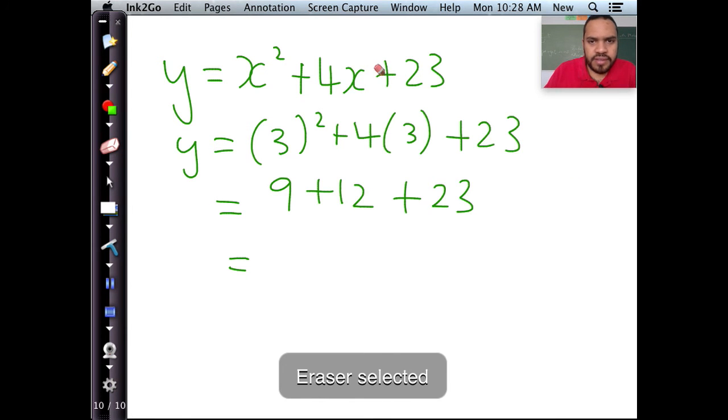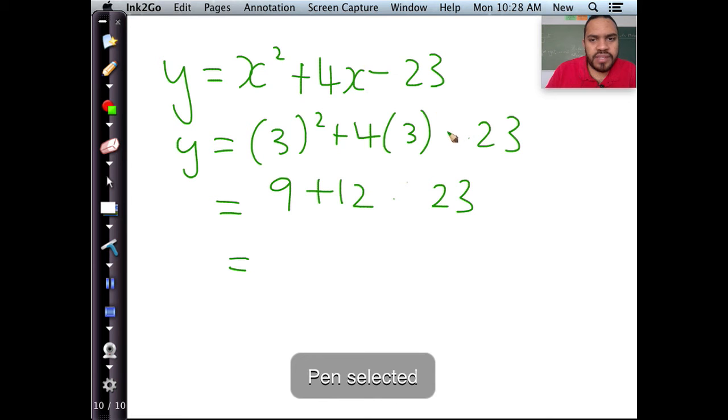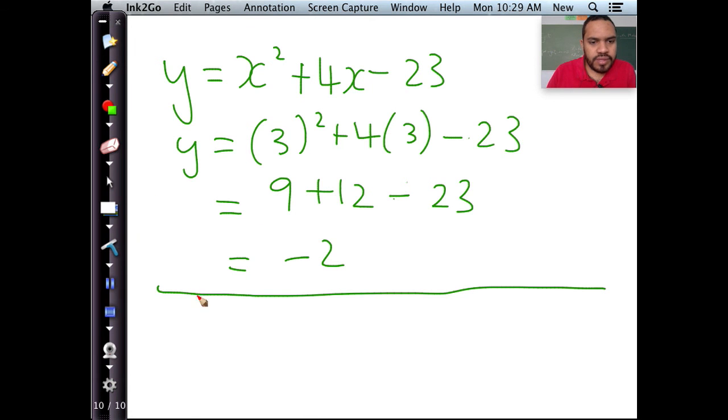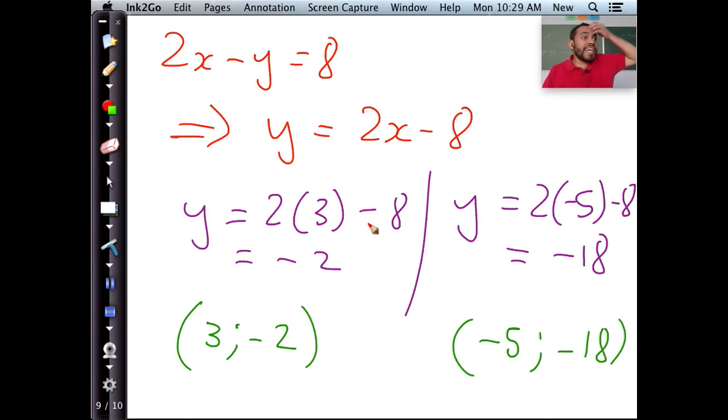Just let me get an eraser. Okay, the other one was plus, and then you tell me what we get. 9 and 12 is what? Quickly? 21. 21 minus 3 is negative 2. Is that the same as what we got here? Yeah. And if you substitute in the other value, what was the other value? Negative 5. Let's put negative 5 in here. Negative 5 all squared plus 4 times negative 5 minus 23. What does this give me? Positive 25 minus 20 minus 23. Positive 5 minus 23 is going to give you negative 18. So clearly you can see negative 2 and negative 18 are valid solutions. So you can back substitute into any of the two equations.